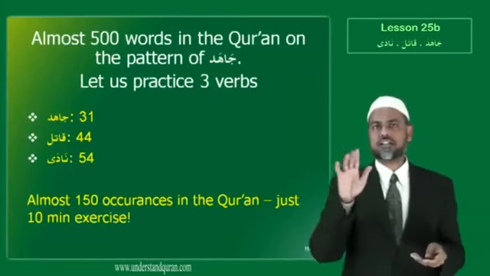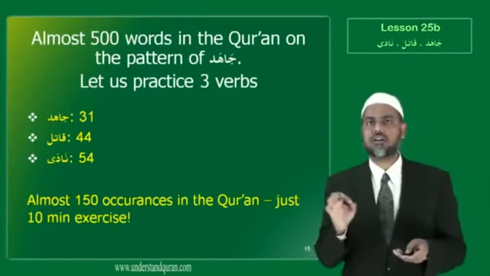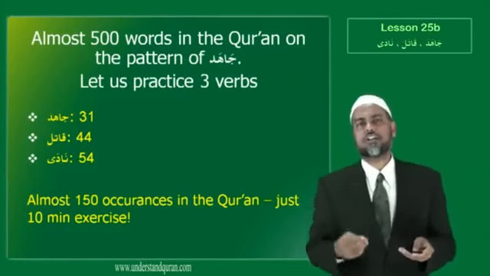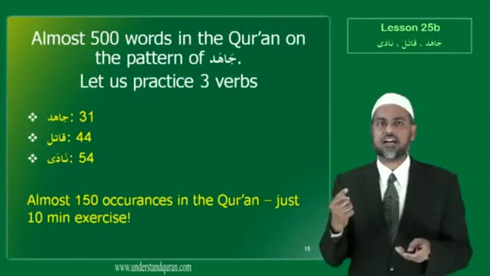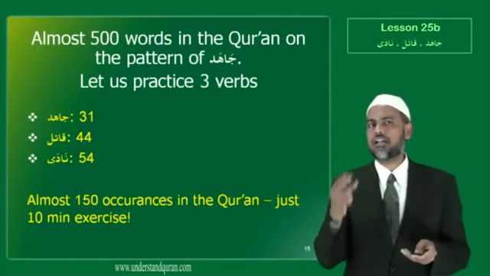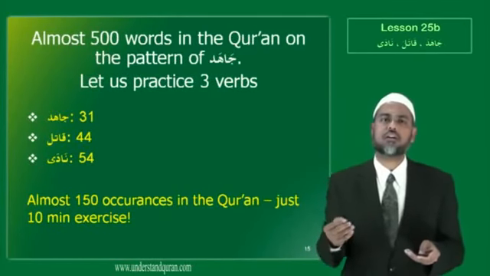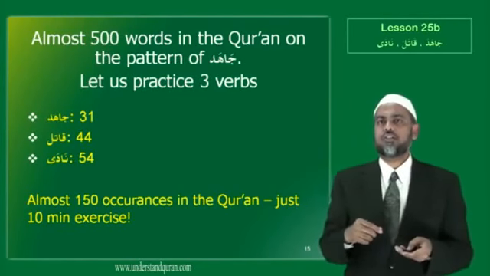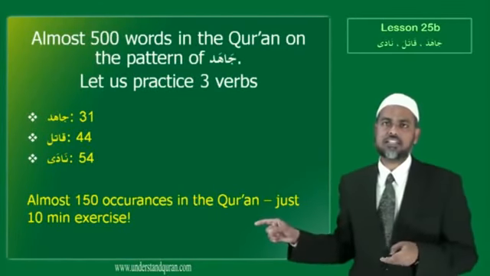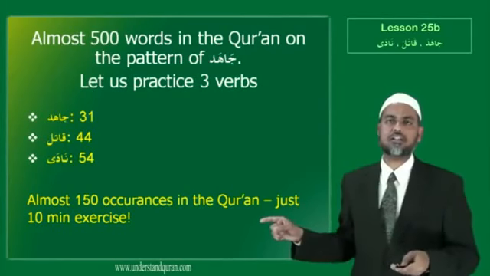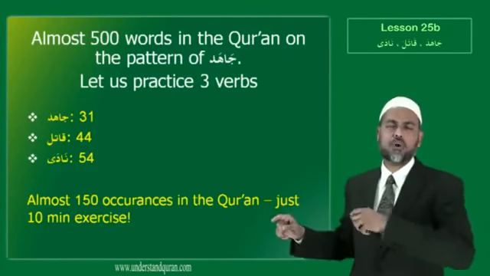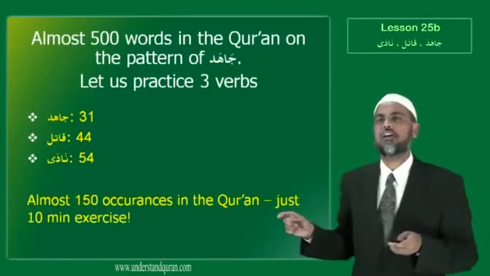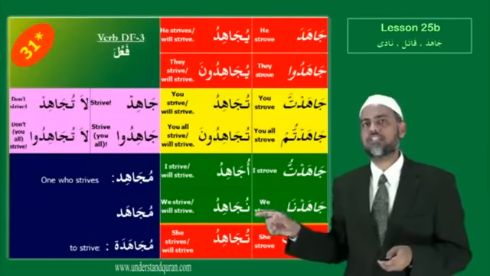Almost 500 words in the Quran occur on the pattern of jahada. Let's take 3 of them, 3 verbs like jahada, qatala, nada. Together they occur almost 150 times in the Quran. So let us start. By the way, jahada means he strove, he struggled, he did his best, he tried his utmost. That's what is jahada, that's what is jihad. So jahada means he strove.